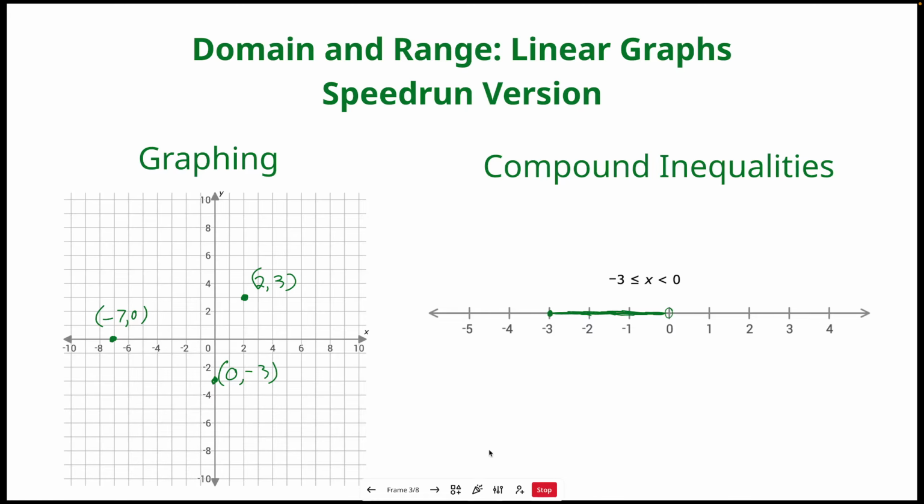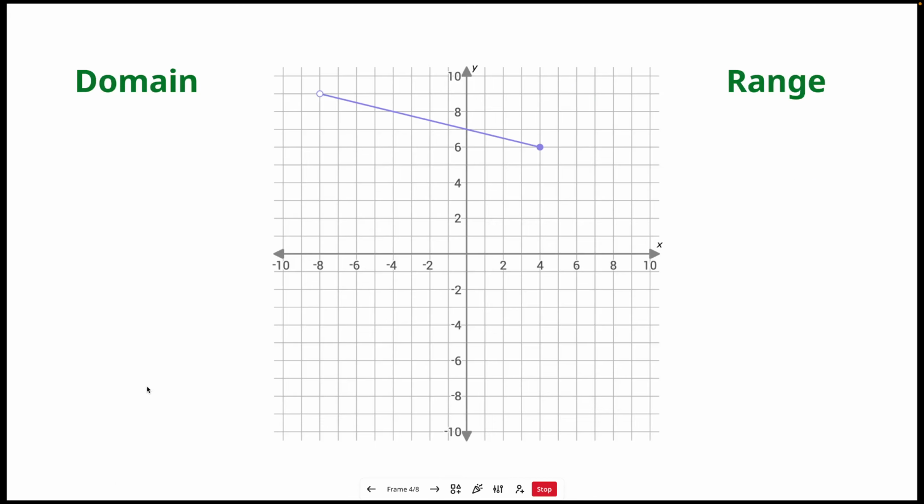All right, new lesson starts now. Here we go. So domain and range. Let's start with domain. Domain is always talking about x values, always. And it's talking about left or right. And that should make sense because the x-axis goes left and right. So let's plot our points here. This point is (-8, 9), and this point is (4, 6).